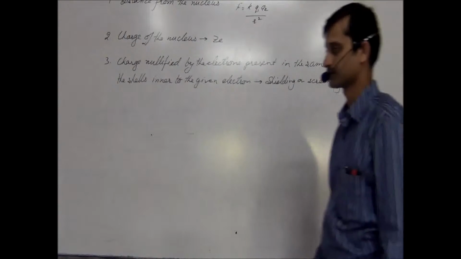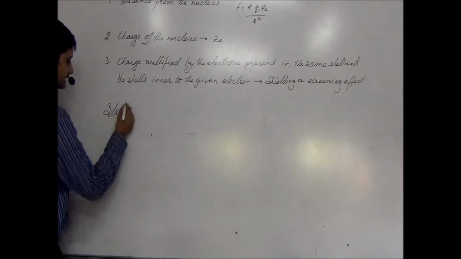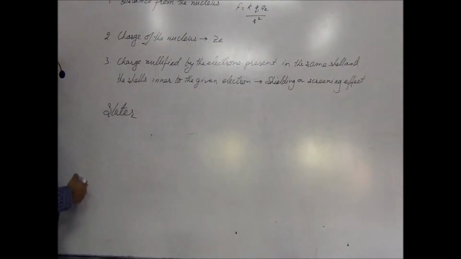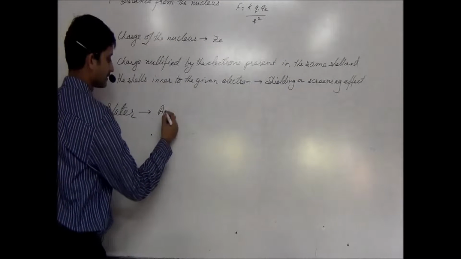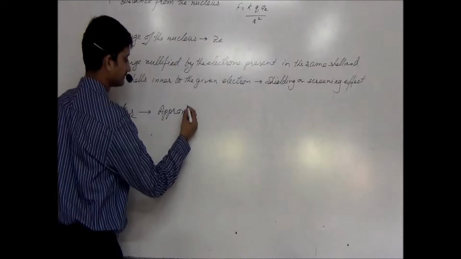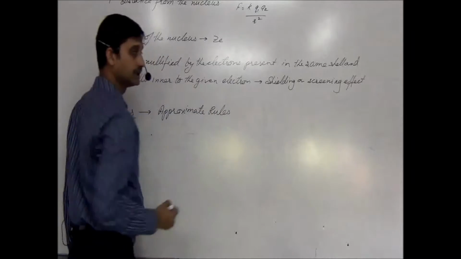So there was a scientist whose name was Slater. Now Slater gave approximate rules. Be very clear, these are approximate rules which give you an idea about the shielding or screening.